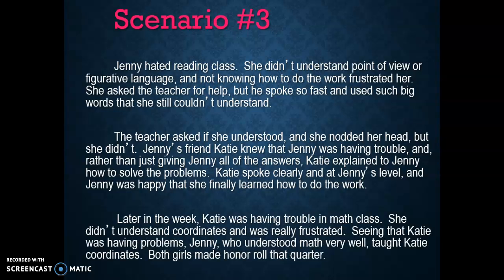And later in the week, Katie was having trouble in math class. She didn't understand coordinates, and she was really frustrated. Seeing that Katie was having problems, Jenny, who now understood math very well, taught Katie the coordinates. Both girls made honor roll that quarter. And again, finally, I want you to go ahead and jot down what you think the theme is, and then 1 or 2 statements to justify your response.